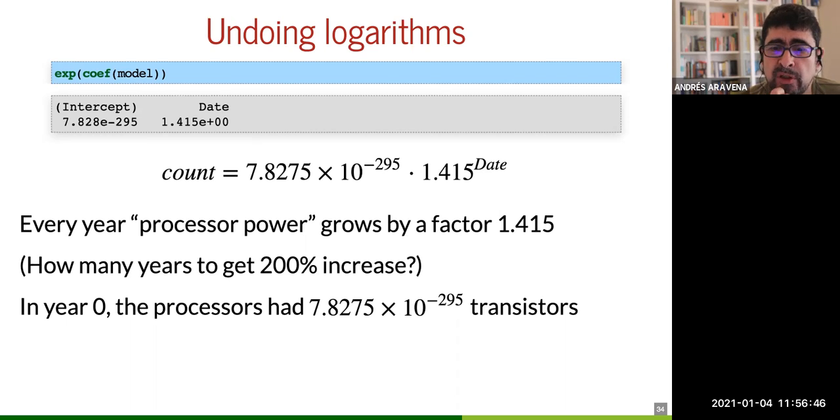So what's 1.4 here? It is 40%. Question: how many years to get twice the power? I will let you think about that. If you got 40% in one year, and then the second year you have 40% of 40%, I mean, 40% extra, okay, let's make a quick calculation.